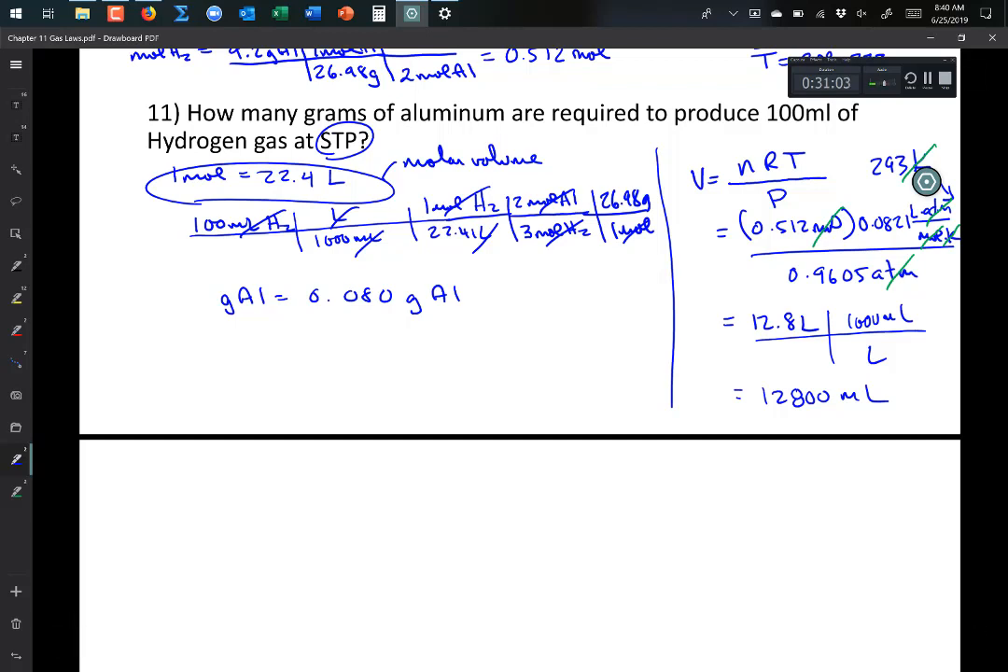That kind of makes sense when you think about it in the big picture, because 22 liters is 1 mole. So it should be really a small fraction of a mole, so that means the mass will be pretty small too. So it kind of makes sense.